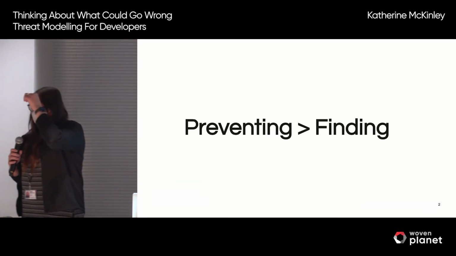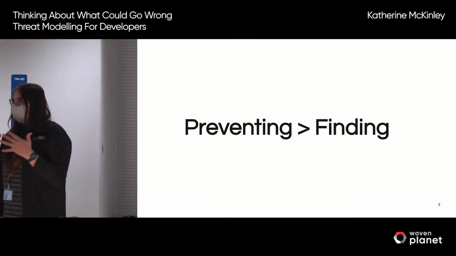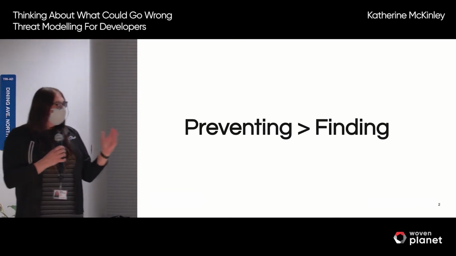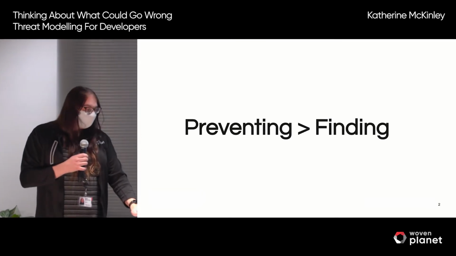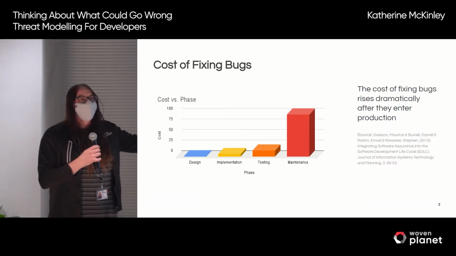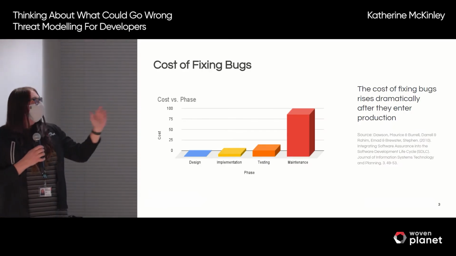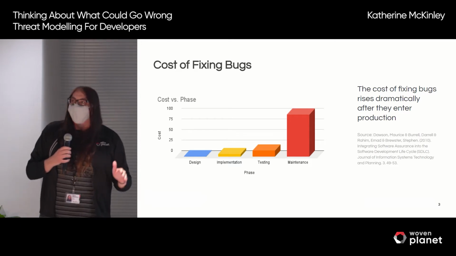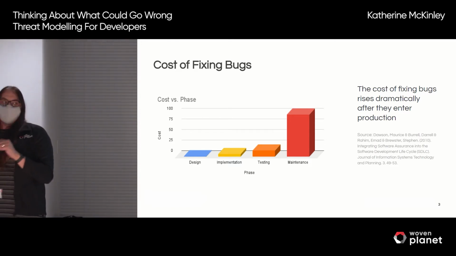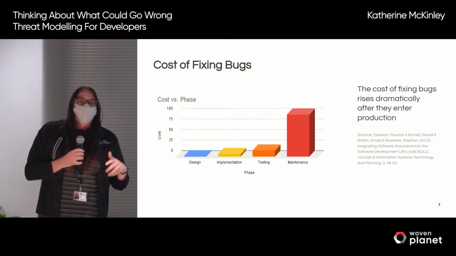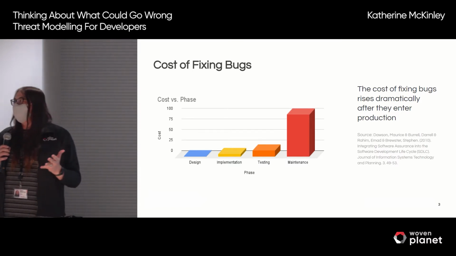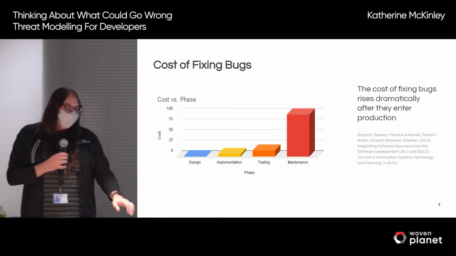So in security, we think that preventing bugs is much better than finding them and fixing them after the fact. There's been a number of research, like this IBM study from 2010, that shows that bugs that you find and fix in the maintenance phase can cost up to 100 times more than if you can just prevent them from occurring at all.